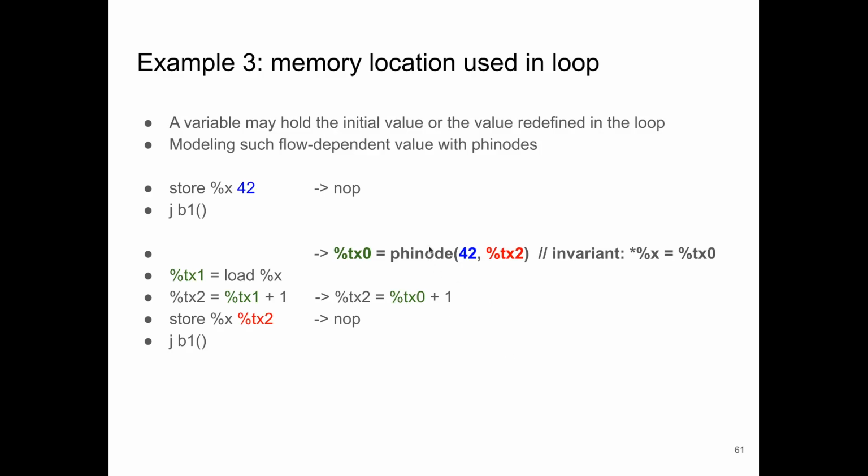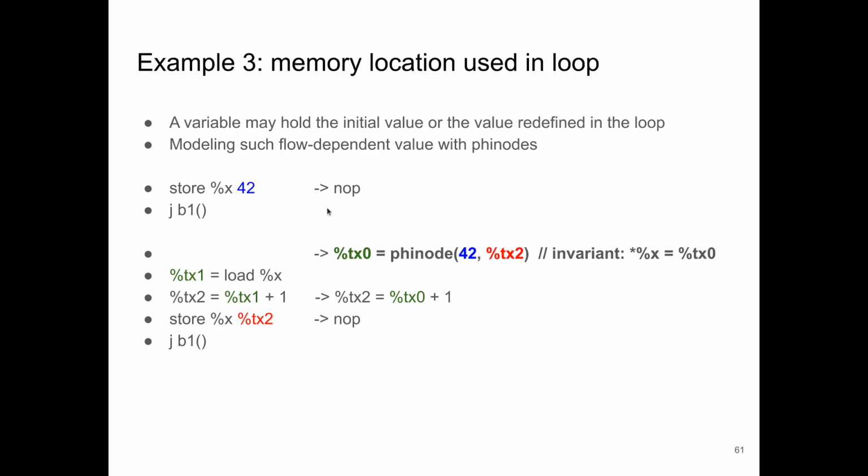So by using this phi node, we can still guarantee the invariant that x stores the value that is in tx0 here. So when you just load from x, then the value should be tx0. That is the invariant that should be maintained by the mem2reg optimization, and it is still so in the presence of this loop iterations. So thanks to these phi nodes.